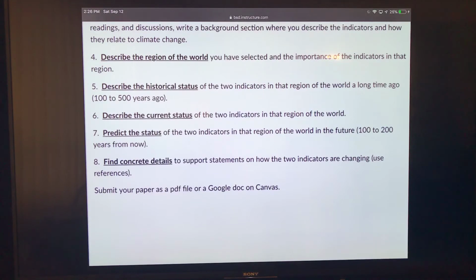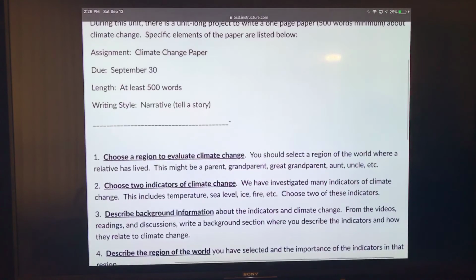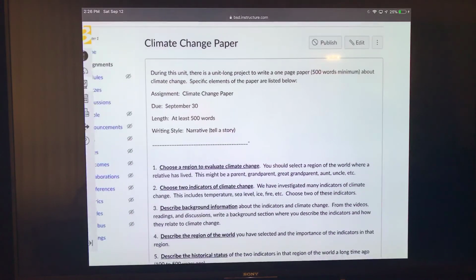If you need to go back and find resource material, remember, I've bookmarked a spot on our homepage for the Sunset Library, okay? And then if you get to number 6, 7, and 8, we'll talk about those later. At least by now, you should have chosen your region.